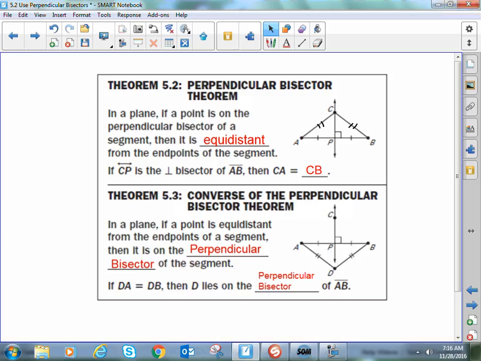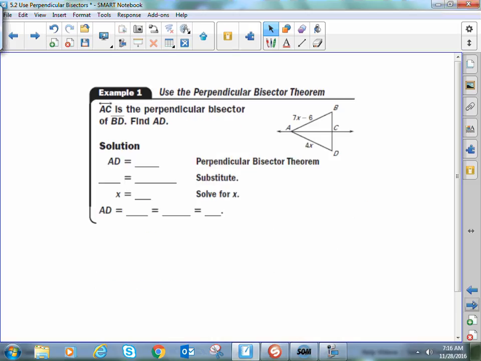Now these are going to be two very important things that we're going to be practicing in this lesson. So if you have any questions about what these are saying or how they're going to be used, make sure you let me know what they are. Now let's take a look here at this example.